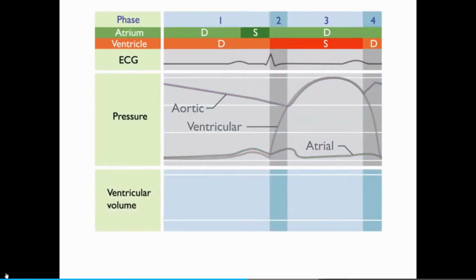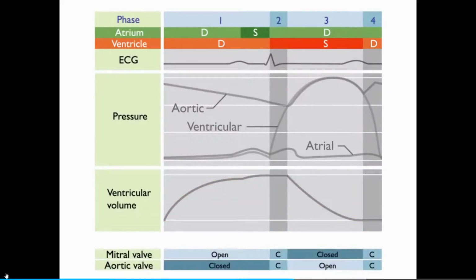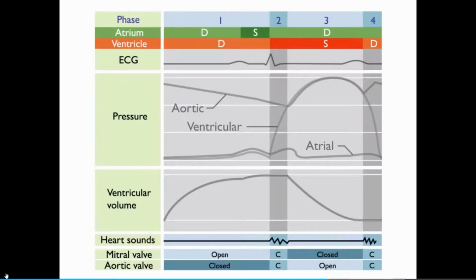By graphing the volume of blood in the ventricle, we can see when the ventricle fills with blood and the volume increases, and when blood is pumped out of the ventricle and the volume decreases. The valves of the heart open and close, which ensures that blood can only flow in one direction through the heart. The sounds of the heartbeat are caused by the closing of the AV valves and semilunar valves.